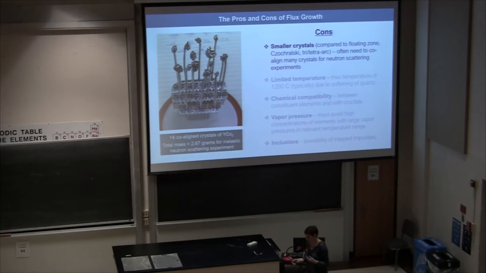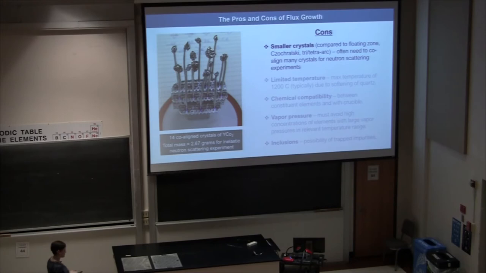So this is an example of 14 co-aligned crystals of yttrium cobalt 2. And this was a crystal that I prepared for a collaborator. And the largest crystal we were able to grow was on the order of 200 to 300 milligrams. And that's that one centered right here. But this was the work of about 15 different batches, and it's all sealed in tantalum, so it's incredibly time intensive. And in the end, we ended up with about 2.5 grams of material for this neutron scattering experiment.